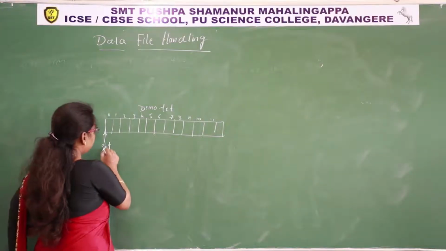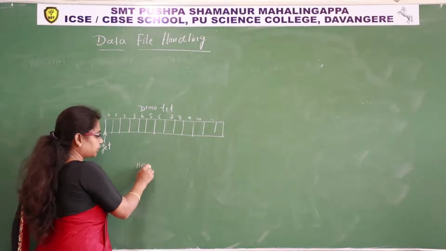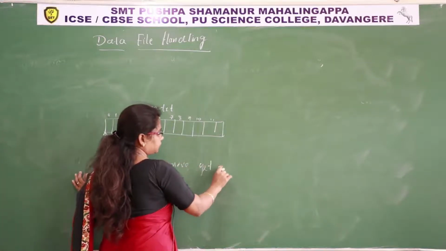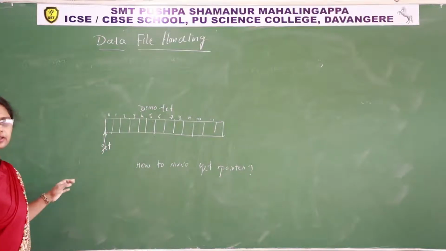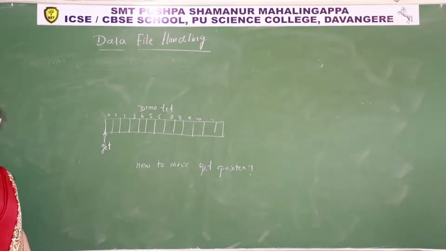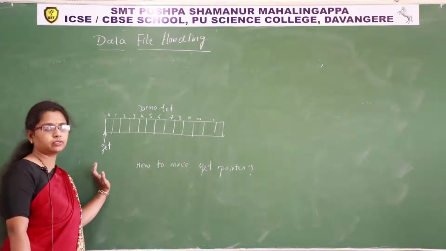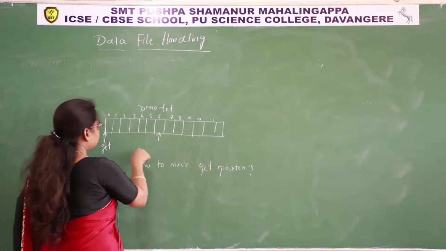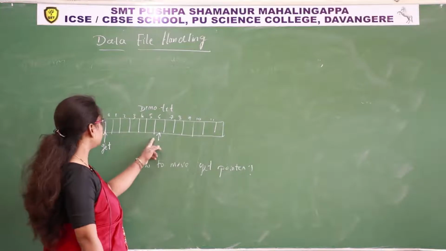I want to move the get pointer to the required location. Then how to move the get pointer? Similarly, we have a put pointer also. The put pointer will be activated when we open a file in write mode. Now I want to write from this location. I don't want to write from the beginning. Then where do I have to move that file pointer? Here.